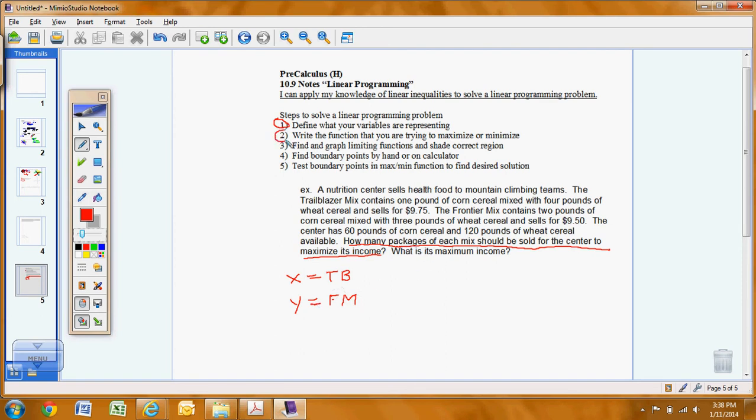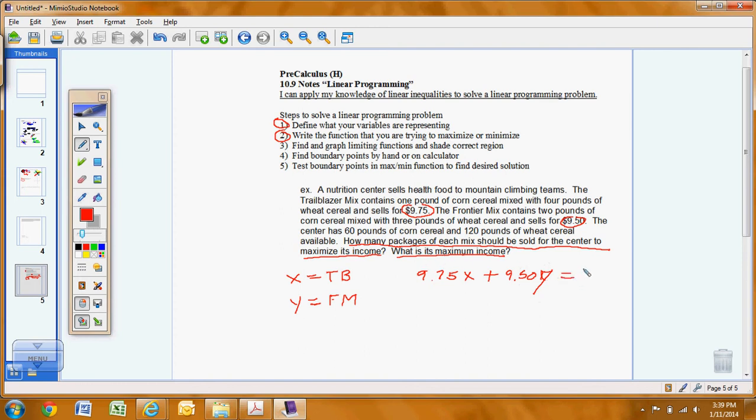Step 2, write the function that you're trying to maximize or minimize. It says right here, what is his maximum income? So now I have to look for what makes income. Well, we're selling this something for $9.75 here and $9.50 here. The $9.75 comes from the Trailblazer mix, so it'd be $9.75 for every Trailblazer mix. I made X Trailblazers, so $9.75X plus $9.50 for every Frontier mix. Oops, I was right, Frontier mix for Y, and I just want that to be here.